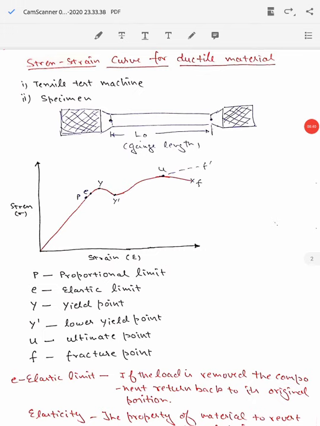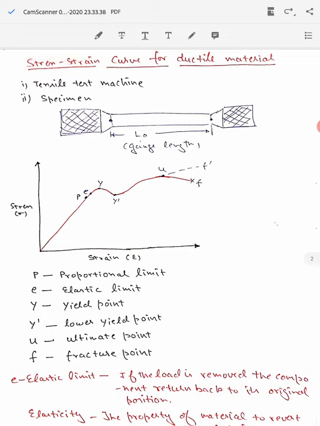In contrast to them, there are brittle materials which, when subjected to such kind of forces, will tend to break down or fail. Examples of ductile material are aluminium, mild steel, and many other such materials.